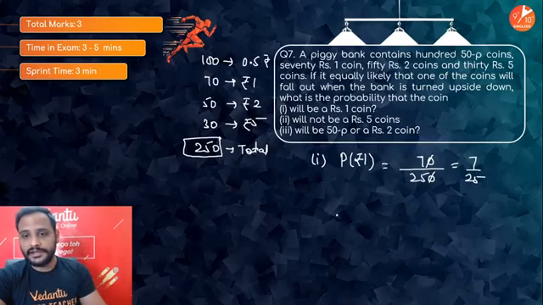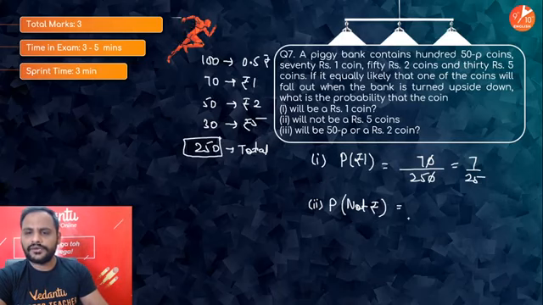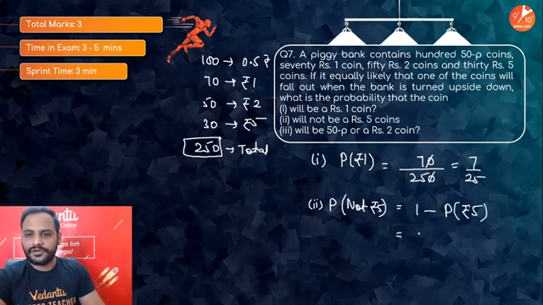Next, the coin will not be a rupees 5 coin. You can easily do it by doing 1 minus the probability of getting rupees 5. The probability of getting a rupees 5 coin will be 30 upon 250, which is 3 upon 25. 1 minus 3 upon 25 will be 25 minus 3, which is equal to 22 upon 25.